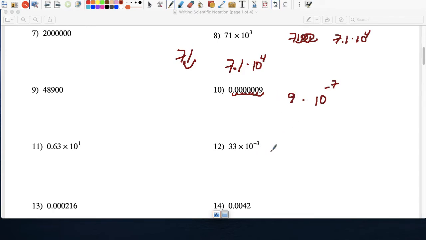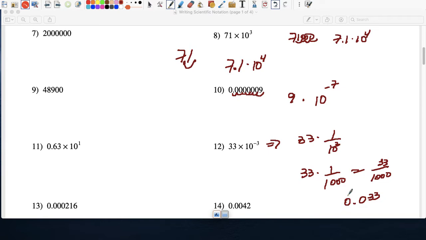12. So if you think about this, again, I don't know if it's easier for you to do that. 33 times 10 to the negative third is 33 times 1. And 10 to the negative third becomes positive 33 times, and then there's to the 1,000. So that really becomes 33 over 1,000. If you think about what that is, 0.033.